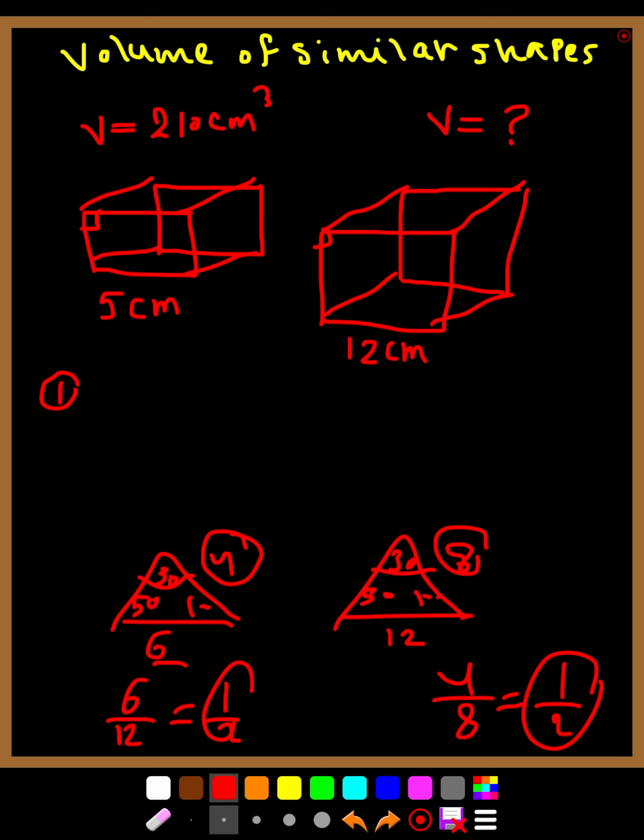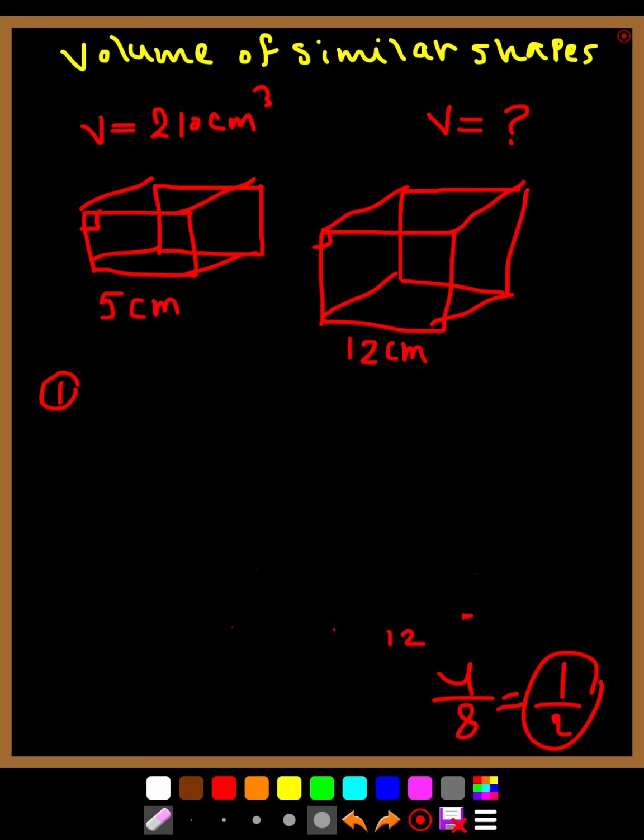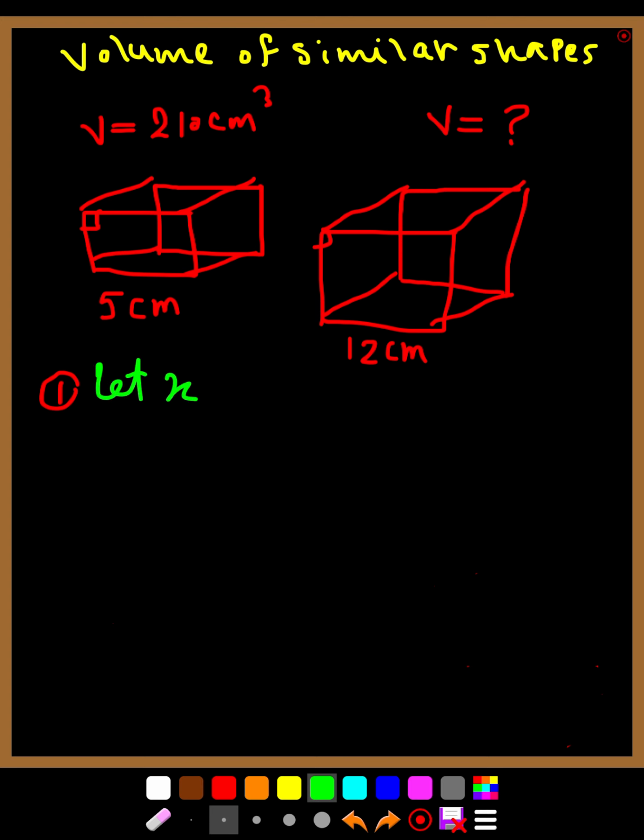Let's come back to find the volume. How to find the volume? Here you have two shapes, and the question will mention in its headline that the two shapes are similar, meaning the corresponding angles are equal and the corresponding lengths are in proportion. How can you find the volume? There are two ways. The first way is by using the scale factor. Let x be the scale factor.